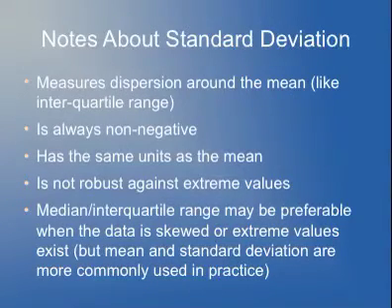So standard deviation measures the dispersion about the mean. It's like the interquartile range, but in this case, it's dispersion around the mean. Interquartile range is dispersion around the median. The standard deviation is always non-negative. It has the same units as the mean, and it's not robust against extreme values. Like the test example, if you have a 0, it'll make the standard deviation a lot greater for that data set than the one where you had a 77.